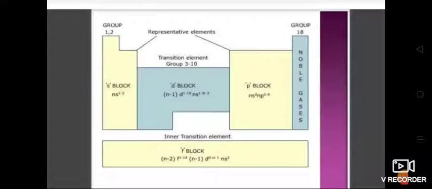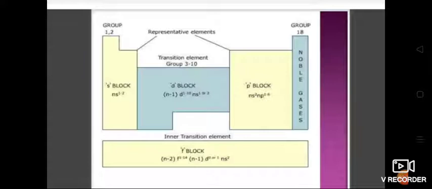So in a periodic table, the elements are divided into 4 blocks. They are S block, P block, D block and F block. Correct? So what are S block elements? If the last electron is filled in the S orbital, it is known as an S block element. So the general electronic configuration of S block elements is ns1 to 2.